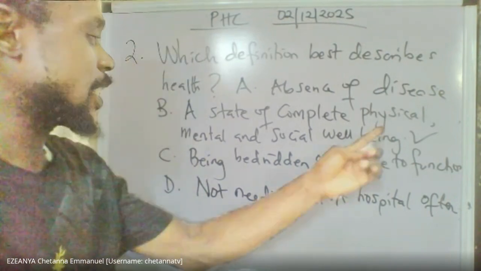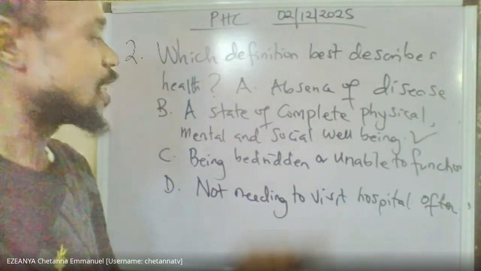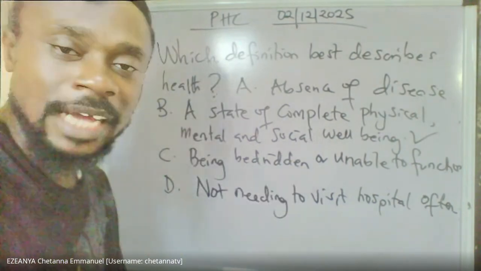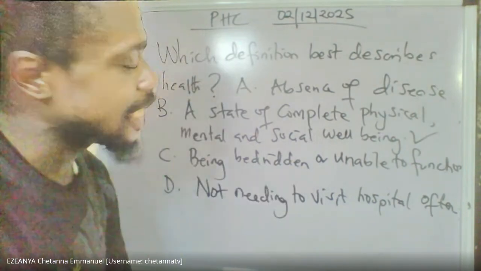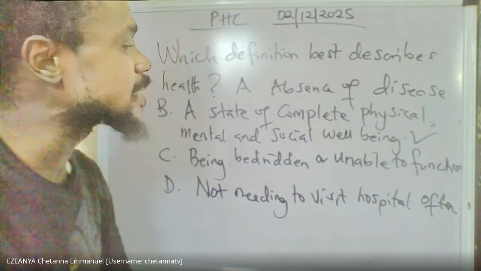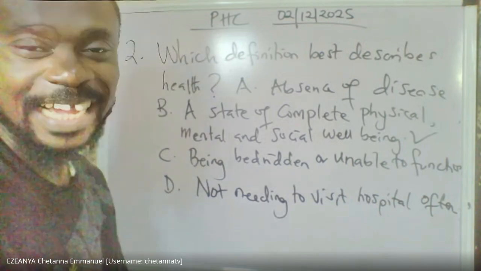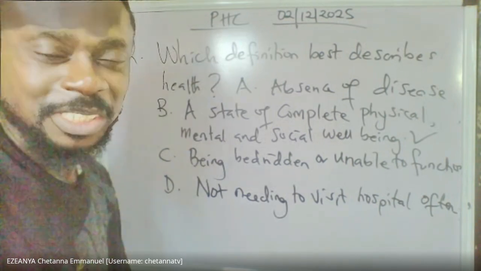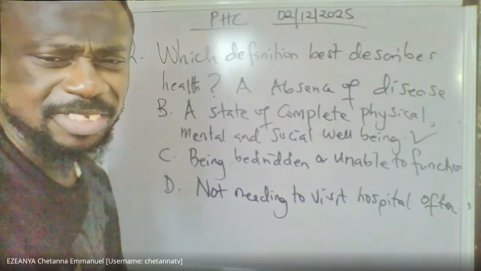So that's why B is the answer. Let's look at the other options and discuss why they're not the answer. Option A says absence of disease. No, it's not the answer. Why? Because it's somehow narrow.